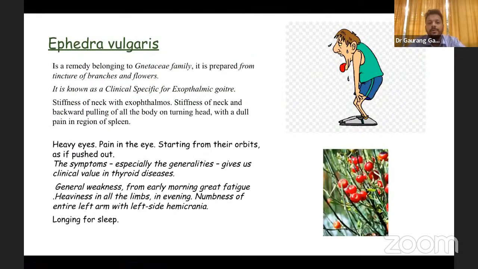One very important remedy which I want to talk to you about is Ephedra vulgaris. So this is a very typical remedy for a thyroid-related issue. One of the very important symptoms for them is they have exophthalmic goiter with the eye having proptosis and exophthalmos. This is very important. The eyes have big proptosis, and along with that, there's a lot of extreme weakness. And I think it's one of the most underused remedies in homeopathy for exophthalmic goiter.